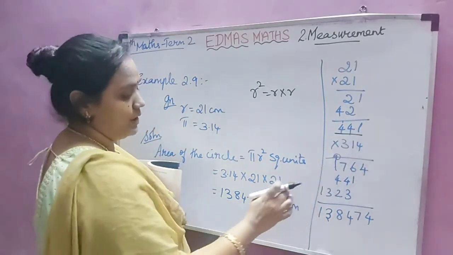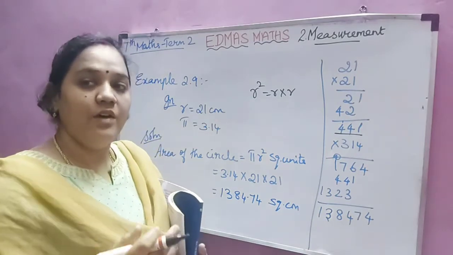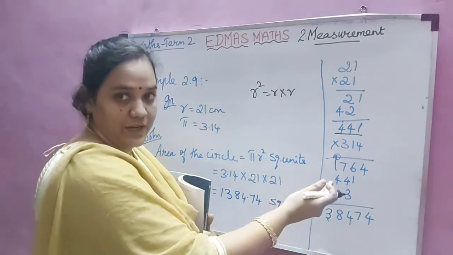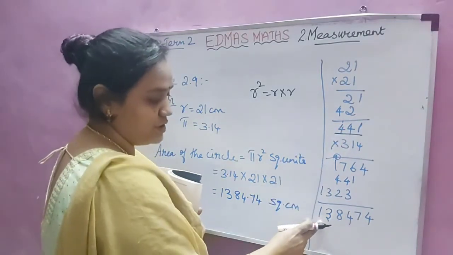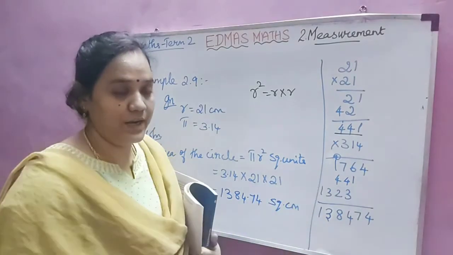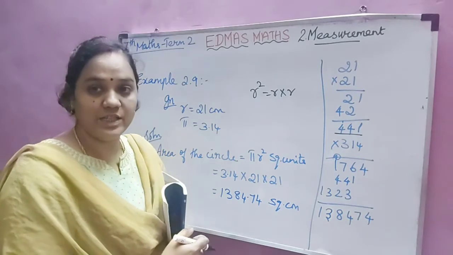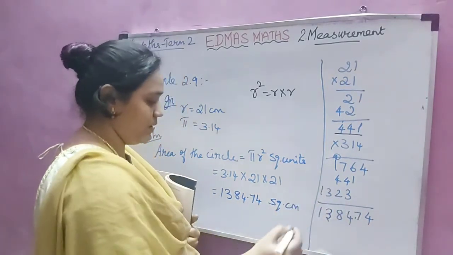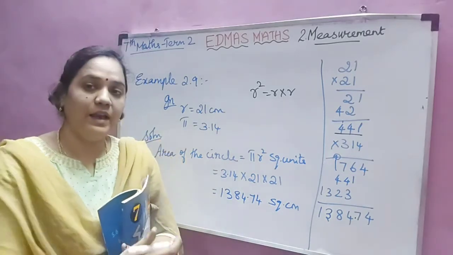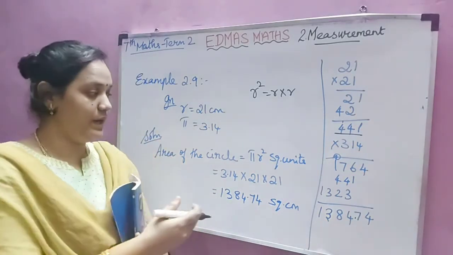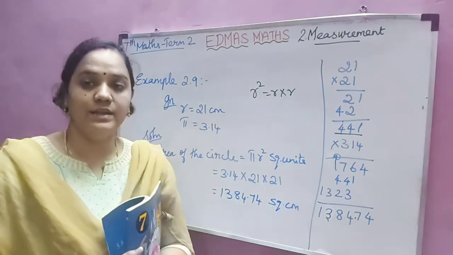Again, with the 441 I have multiplied 314. Whenever we are multiplying a decimal number with a whole number, we should remove the point, multiply first, and then finally place the point. I found the answer to be 138474. Now, how many digits do we have after the point? Two digits after the decimal point. So we have to keep the point before the last two digits. So our answer is 1384.74 and the unit is square centimeter. Here the unit is centimeter, so I have written the answer as square centimeter.